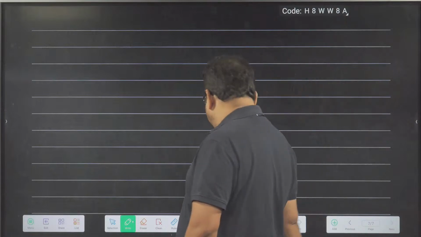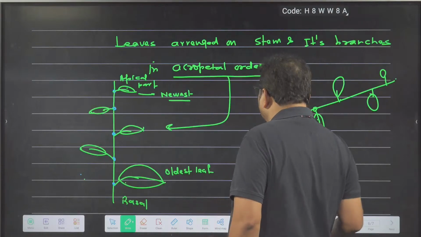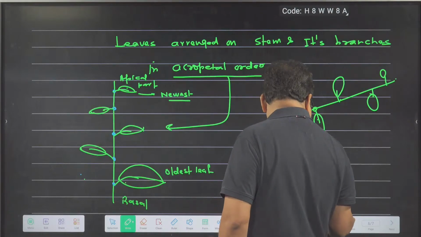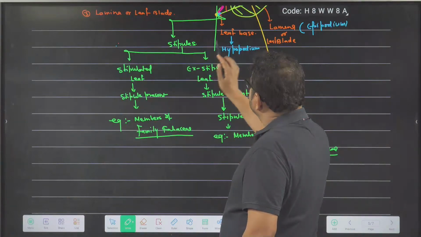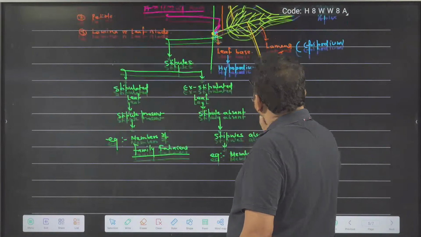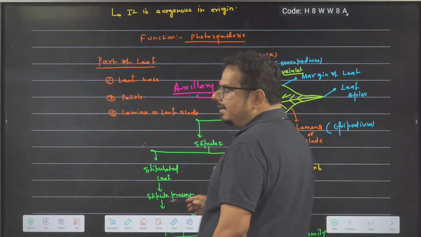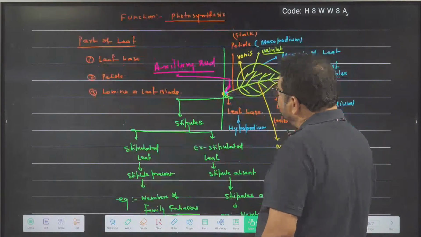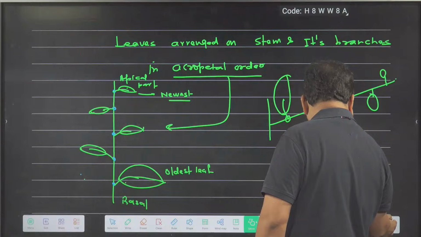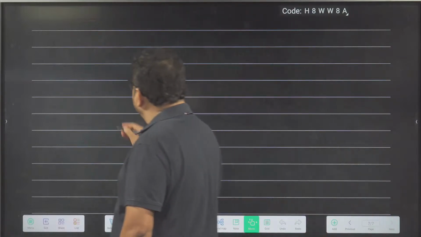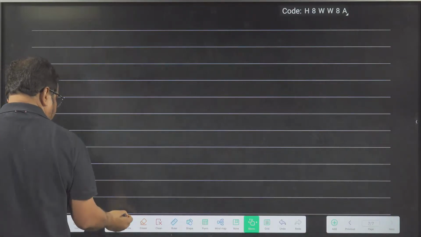Now we are once again coming to the components of the leaf I told in this diagram. Three components I told: leaf base, petiole and lamina. We are going to deal with all these three one by one. So first of all, I am going to tell you about the leaf base.